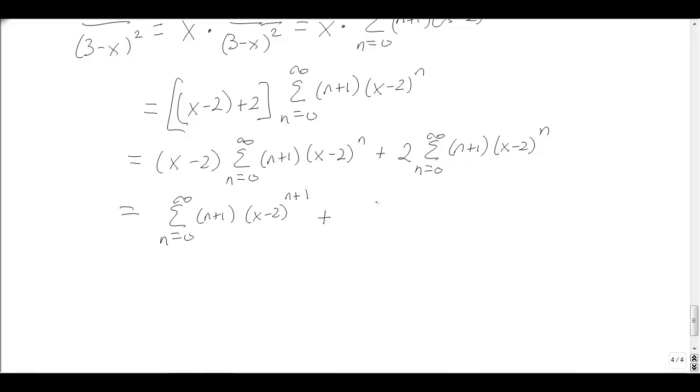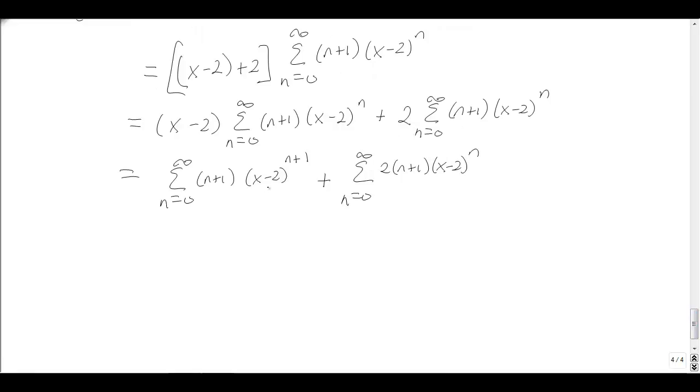On the right, the 2 is going to come inside. I'm just going to get 2 times (n plus 1)(x minus 2) to the n. Okay, and now I'd like to add these together, but I have (x minus 2) to the n plus 1 versus (x minus 2) to the n. I want those both to be (x minus 2) to the n.